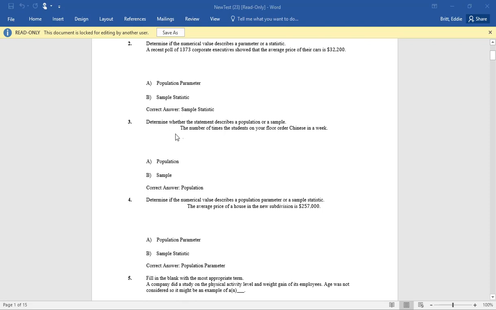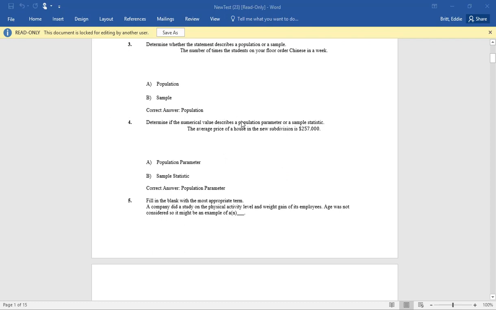Number 3 says, determine whether the statement describes a population or sample. The number of times the students on your floor order Chinese in a week. So the students on your floor, that would be the population. Okay, so the number of times that they order Chinese in a week would be like a parameter, so population. All right, see population.